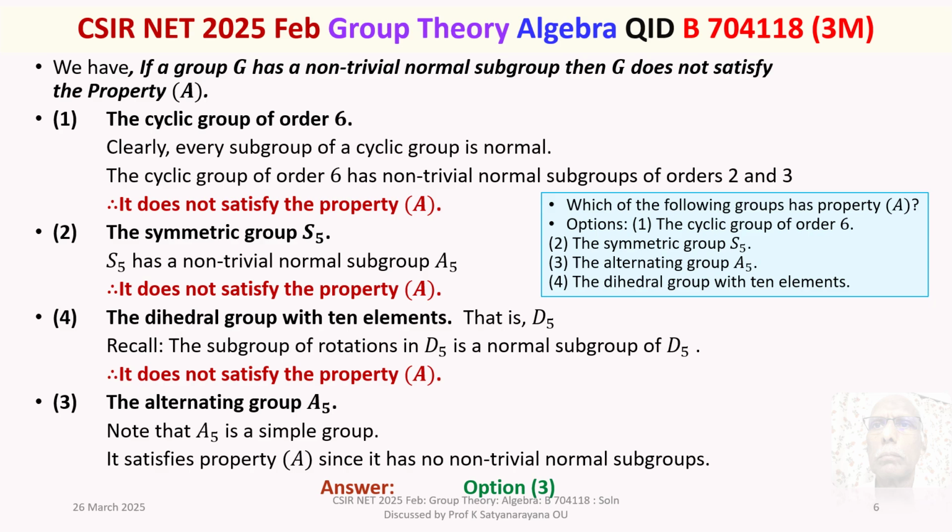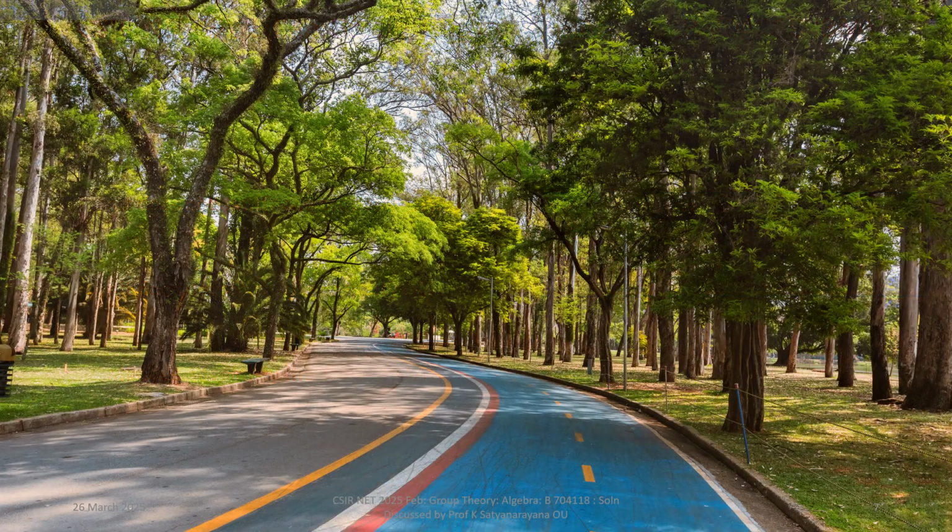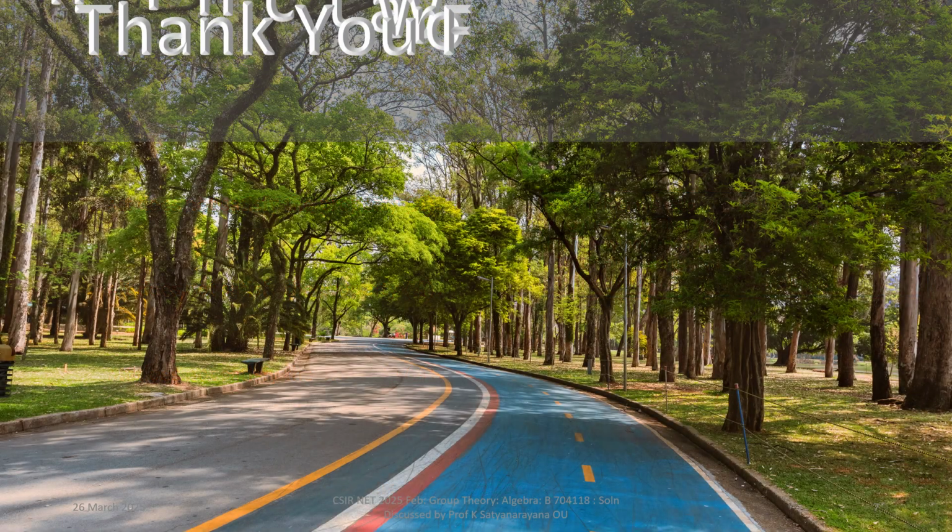Now, to attack such a kind of problems, what you need is, you have to accept the definition. What is the definition of the property A? And basing on that, you have to get into the options and discuss. Right? So, I am sure that you understood the solution of this problem.